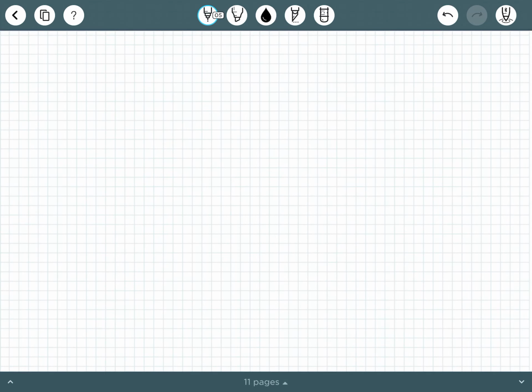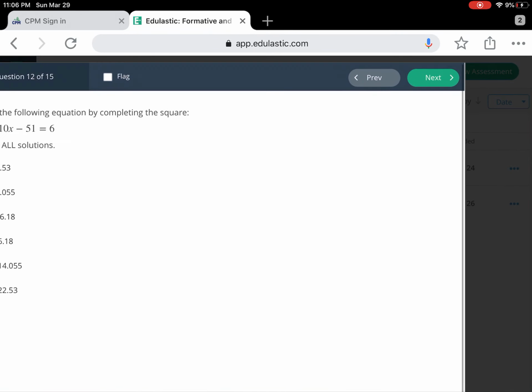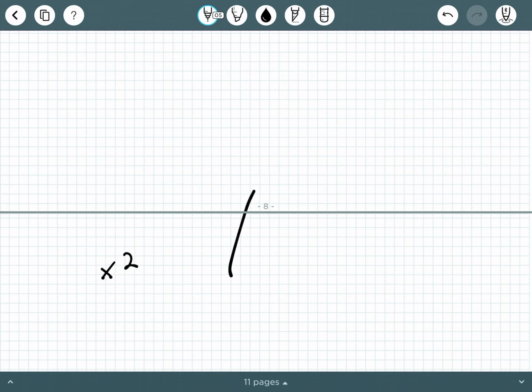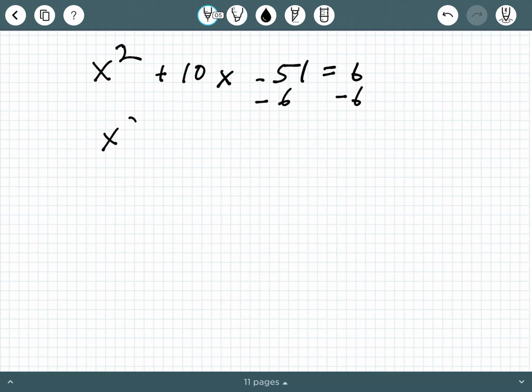Let's get to a new page anyway. So x squared. Now I already forgot if it was positive or negative 10x. Plus 10x minus 51 is equal to 6. All right, so by checking our work there, I was able to catch that small mistake. Now when we subtract 6, we will get x squared plus 10x minus 57 is equal to 0.